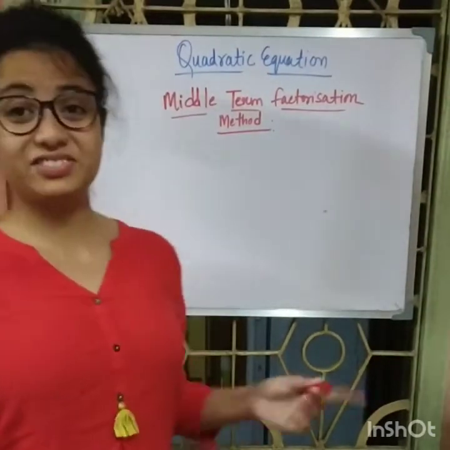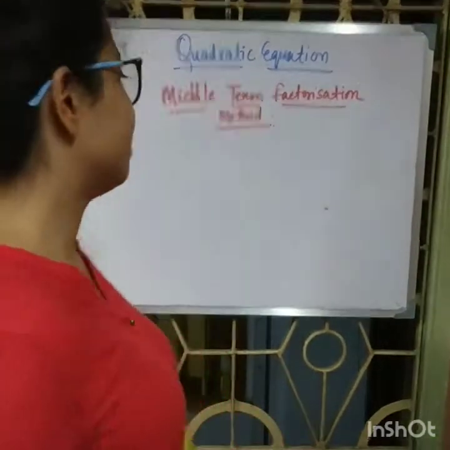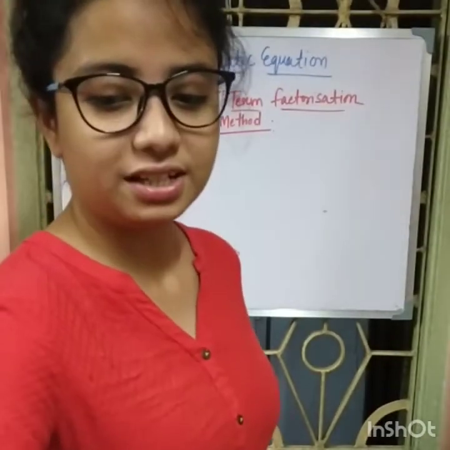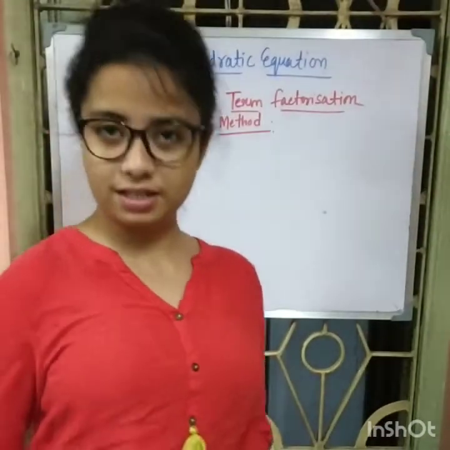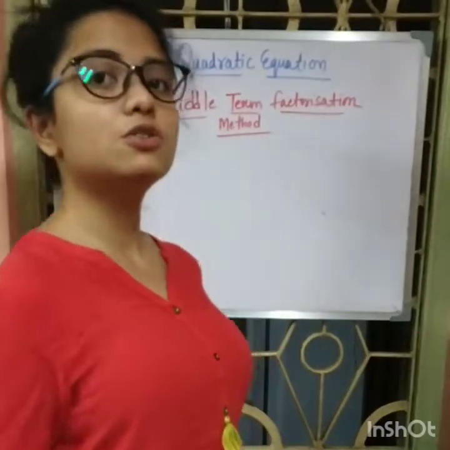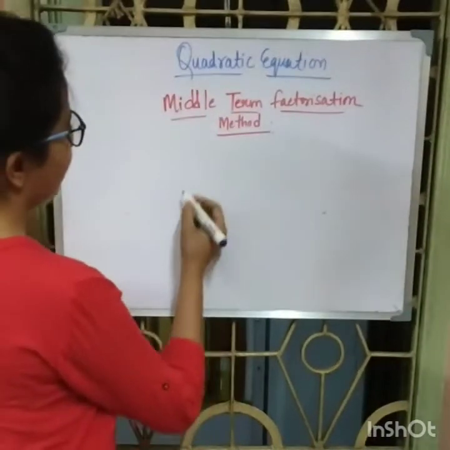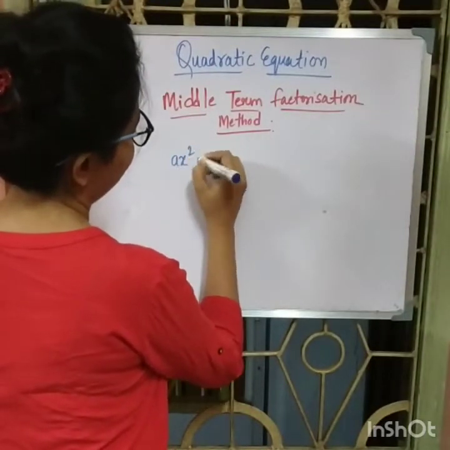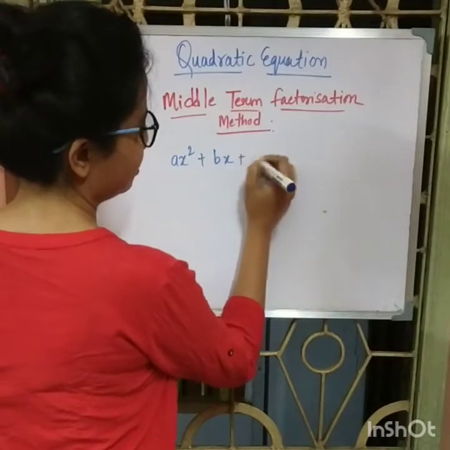Okay, so what is this method? Like, what do we do in this method? This method is basically factorizing the equation or bringing out the factors of the equation. So what do we do? Let's see. For example, if there is an equation ax square plus bx plus c is equal to 0.